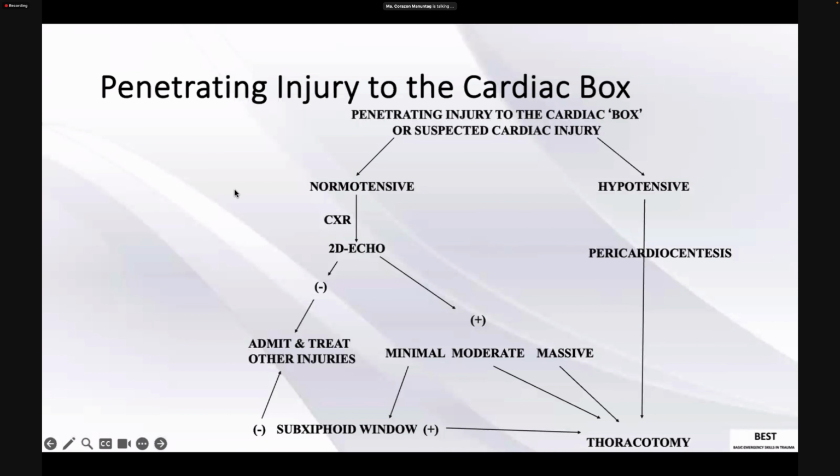So, kung normotensive, you can do a chest x-ray and a 2D echo or at least a pericardial ultrasound to identify the presence and absence of your pericardial fluid and the amount, para sa definition mo whether your subxiphoid window or thoracotomy. The reason, especially in the Philippines, that we adopted subxiphoid window is the high prevalence of TB patients.